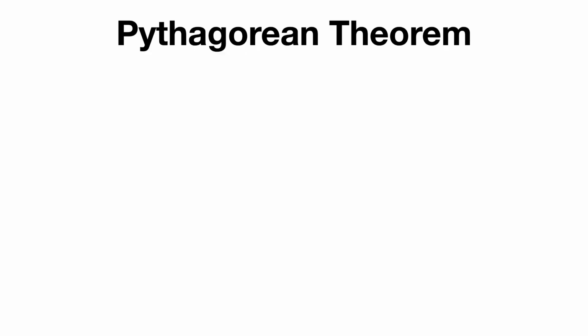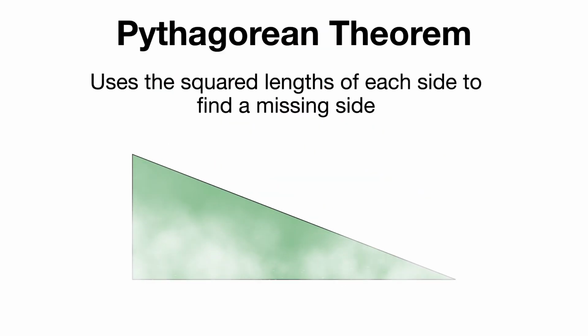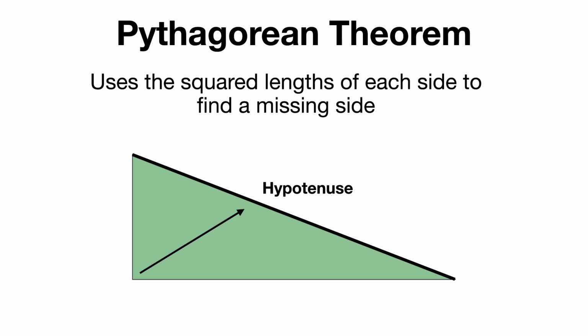So at its core, what the Pythagorean Theorem really does is it uses the squared lengths of each side to find a missing side, and this is only in right triangles with a 90-degree angle. If you have a right triangle, the hypotenuse is the side across from the square angle, and it's also the longest side of the triangle. So right there, that's the hypotenuse, and then this would be a small side, and this would be the other small side.